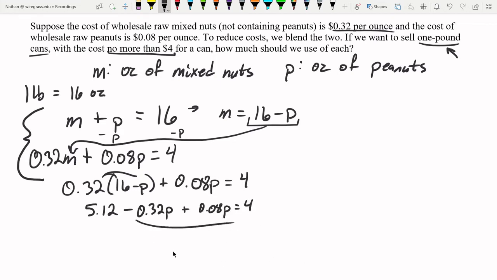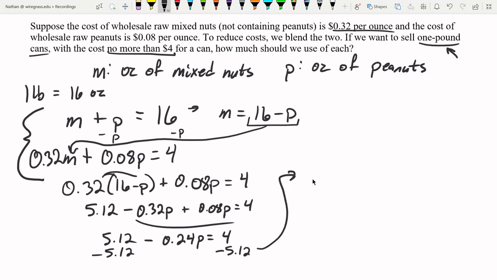I can combine like terms. That's going to be minus 0.24p. And now to get p by itself, I'm going to subtract 5.12 to the other side of the equation. Let me move this up here so it's a little bit clearer what I'm doing. I get negative 0.24p on the left equals negative 1.12 on the right. Last step is just divide.